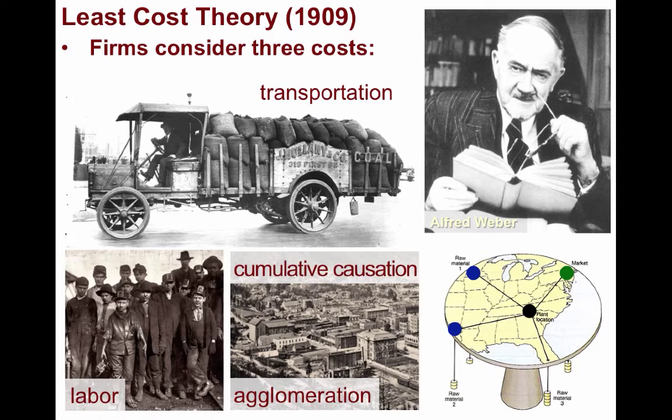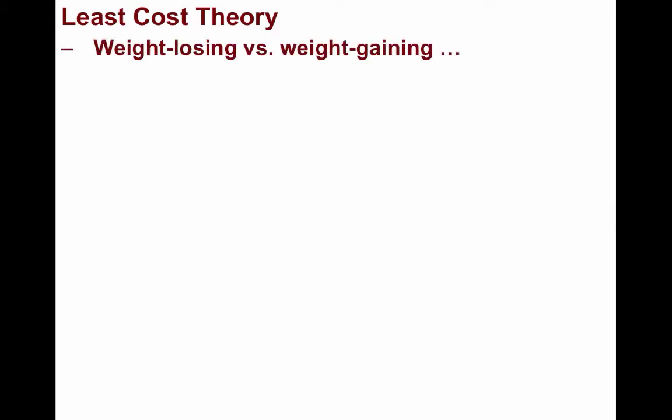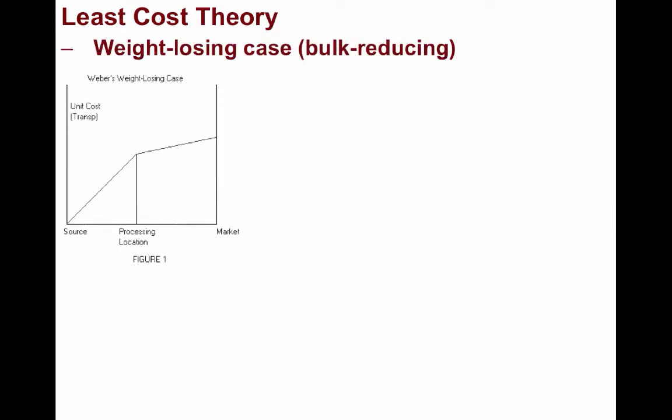So, how can you determine this ideal location? Weber narrowed this model down to two separate cases: the weight-losing case and the weight-gaining case. So let's first look at the weight-losing case, or the bulk-reducing case. So here's a graph representing the transportation of a raw material from a source. Let's say you're transporting wood to make wooden furniture.